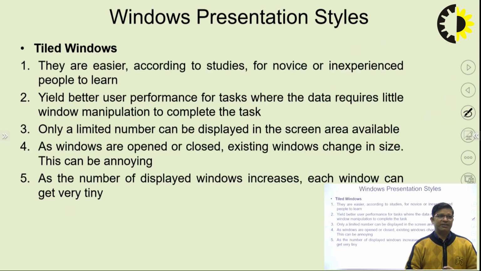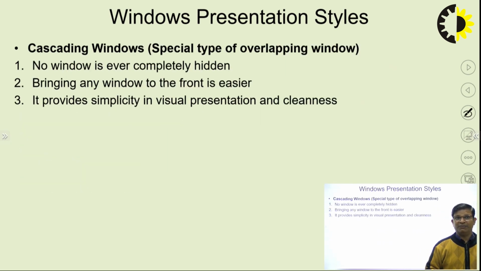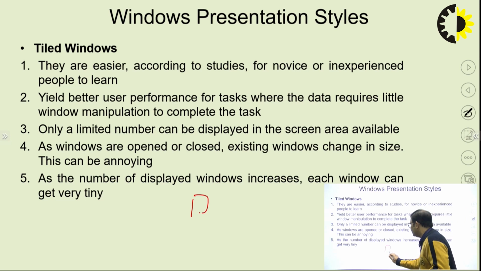Window presentation style. Different types of window presentation styles are there: tiled window, overlapped window, cascading window. So what is tiled window? According to the study, they are easier for novice or inexperienced people to learn, just because this is one window, this is another window, this is one window, another window.